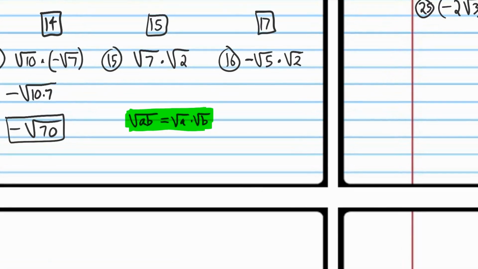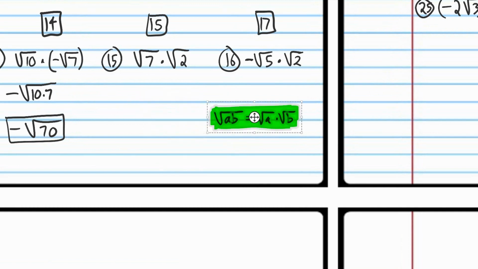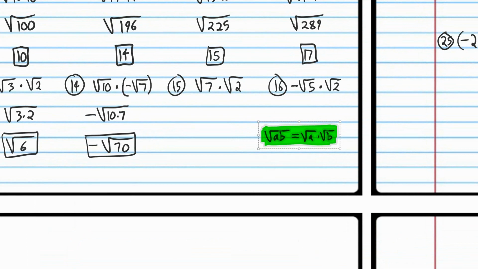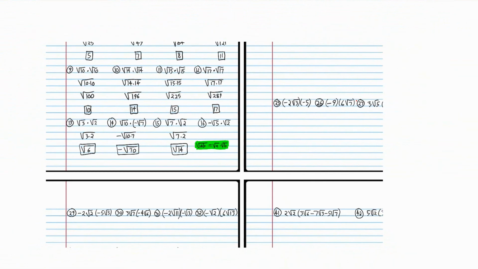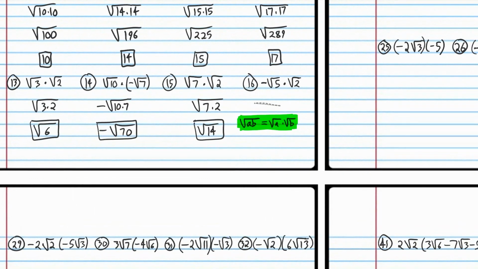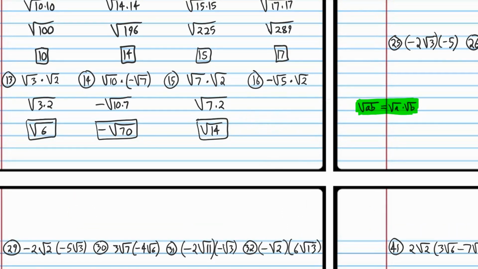Let's try a couple more of these together. So root 7 times root 2. Again, that's just going to be root 14 because you're just going to multiply 7 times 2. But I'm going to show that intermediate step. And there you go. So hopefully you have the point by now. And why don't you try number 16? And when you come back, we'll do it together.